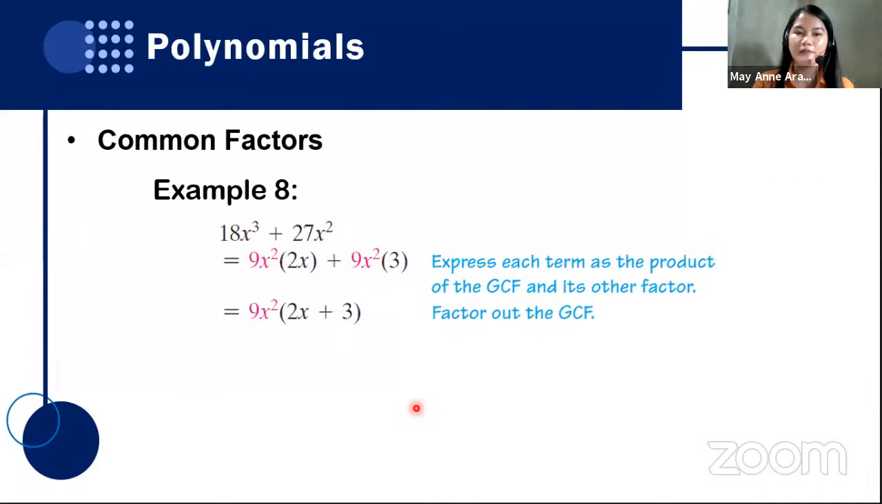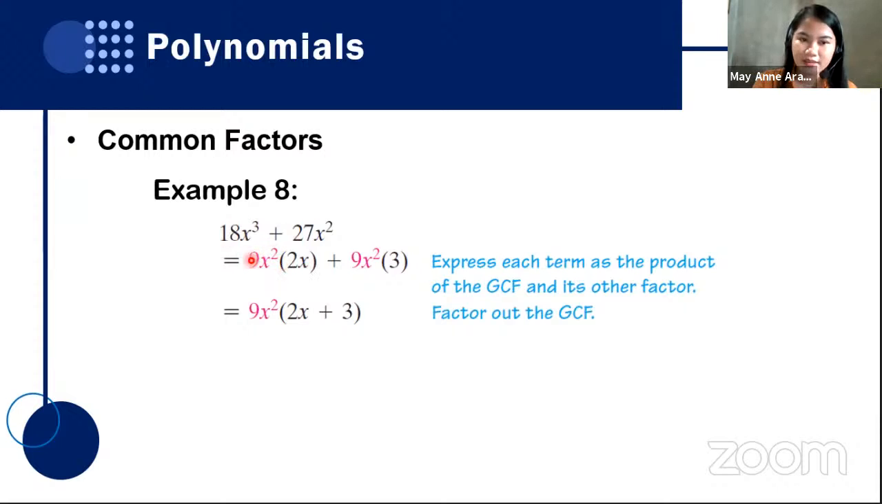Okay? For the common factors, so just identify the greatest common factor. So for 18 and 27, we know that the GCF of these two numbers is 9. And next, doon naman tayo sa variables. Kung kukunin nyo doon yung mas mababa, ano? So, we have here x cubed and x squared. So, ano yung kanilang GCF? So, x squared. So, ilalabas nyo lang siya.